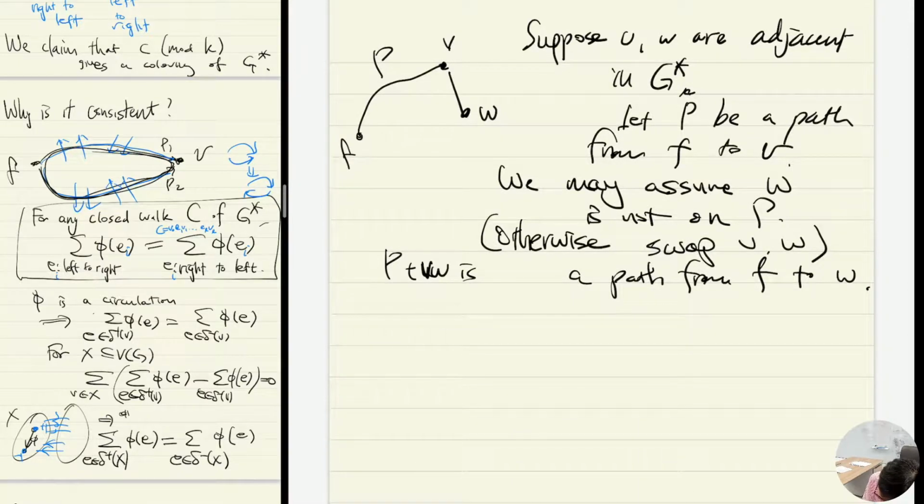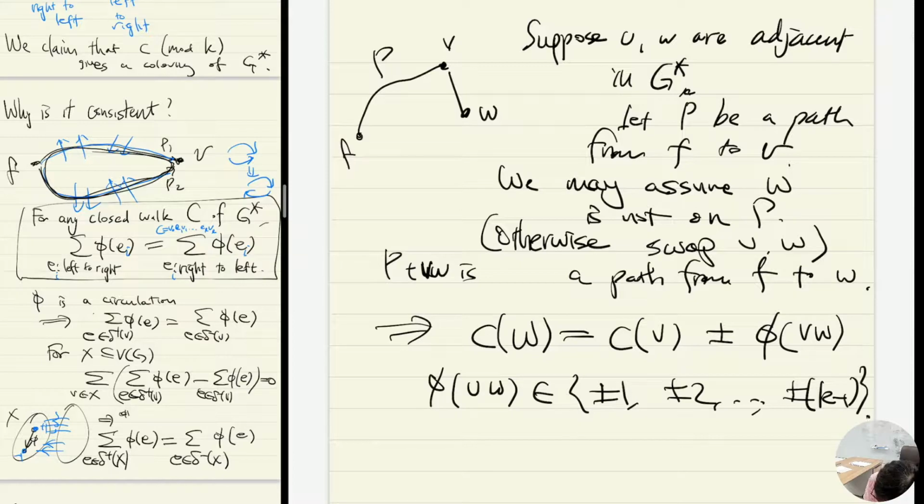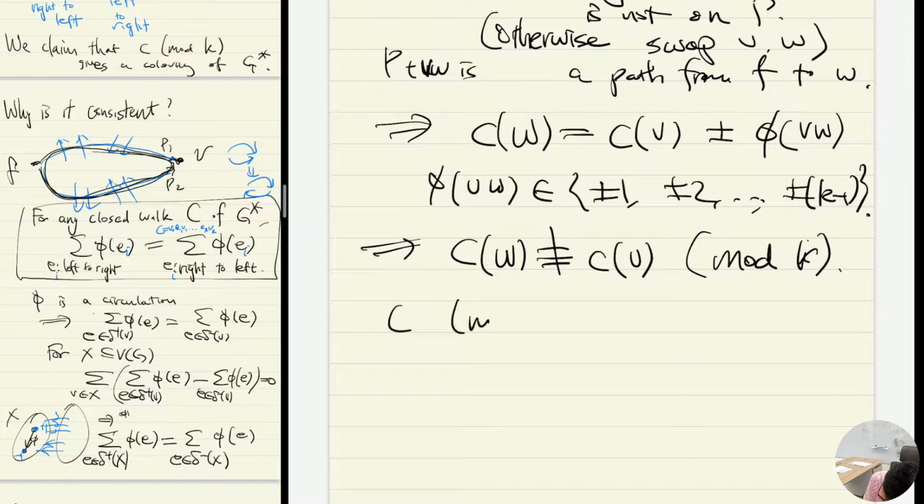So then it's easy to see that c(w), the color of w, is just the color of v plus or minus phi of vw. And phi of vw is in plus or minus 1, plus or minus 2, up to plus or minus k minus 1. So c(w) is not equal to c(v) modulo k. So c modulo k is a k-coloring of the geometric dual.